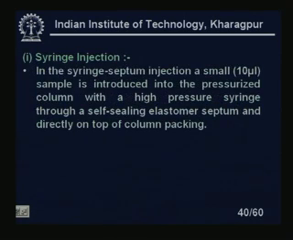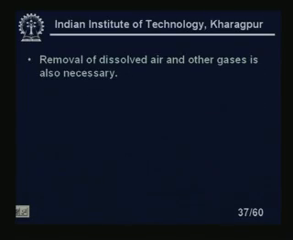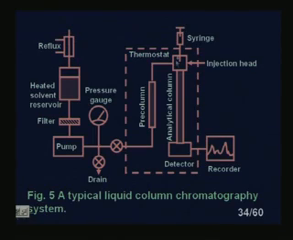In syringe septum injection, a small volume, 10 microliters, is used; as already discussed, the smaller the amount, the better the peak. The sample is introduced into the pressurized column with a high pressure syringe through a self sealing elastomer septum, directly on the top of the column packing. So, it is to be given on the top of the column packing. If you look at the figures, you will see the syringe at the top of the column packing.